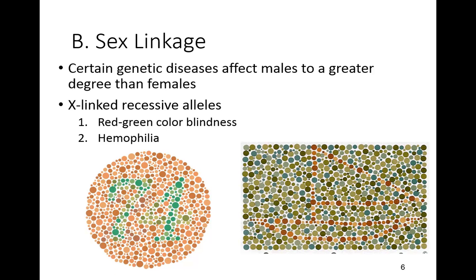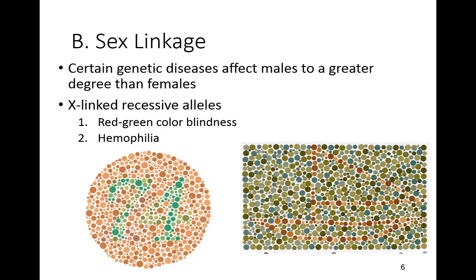There are a few traits that are sex-linked, which are on the X chromosome, and they affect males to a greater degree than females. One of these is red-green colorblindness. This test here is to see if you're red-green colorblind. Males, because it's on the X chromosome, are more often red-green colorblind than females. So if you can't see that there is a sailboat on this, and you can't see the number 71, or 74 actually, on this, then you are probably red-green colorblind.